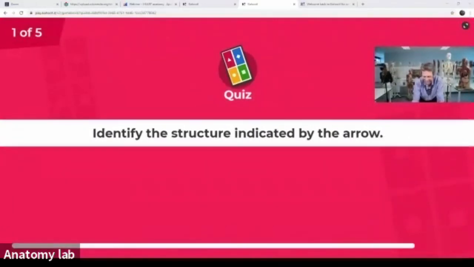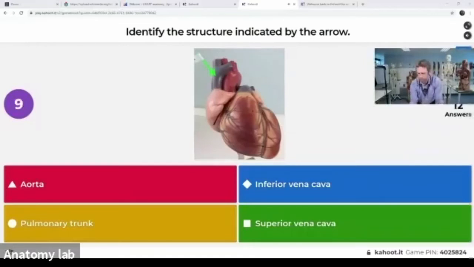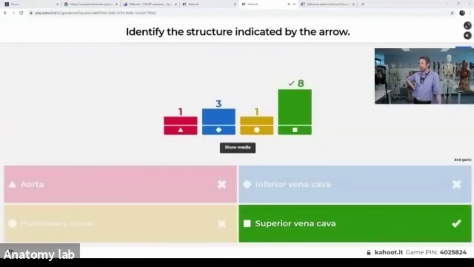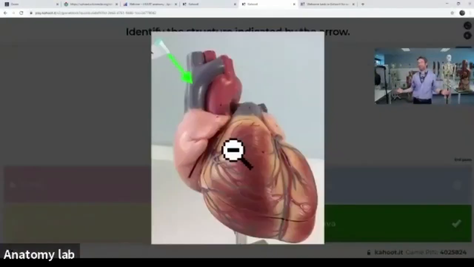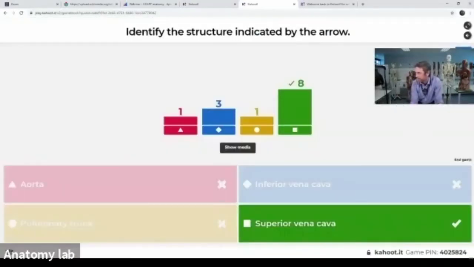Identify the structure indicated by the arrow. Look carefully. There we go, it's loaded. There you go, you see how it works. It's a multiple choice question. Very good. And you get more points for speed, but to be honest, in anatomy, accuracy trumps speed. So this is the superior vena cava, bringing blood into the right side of the heart. Very good.